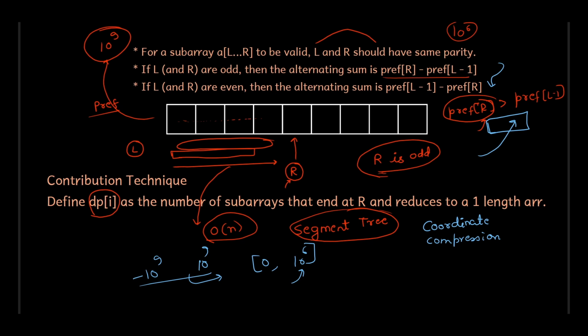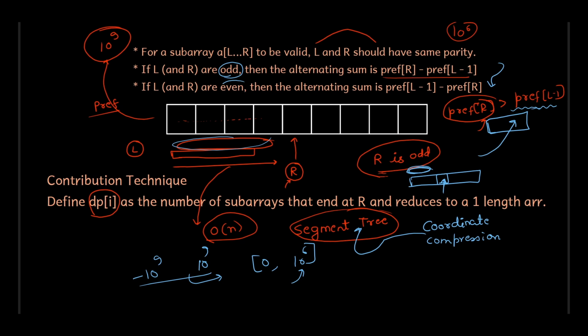So if you do coordinate compression and then use a segment tree, then all you have to do is locate where prefix of r is in your segment tree. Suppose this is the prefix of r after coordinate compression, and you are looking for how many elements there are to the left of it. So you just need to get the count of all these elements from here, and add your count to the answer. This is when the r that you have selected is odd.